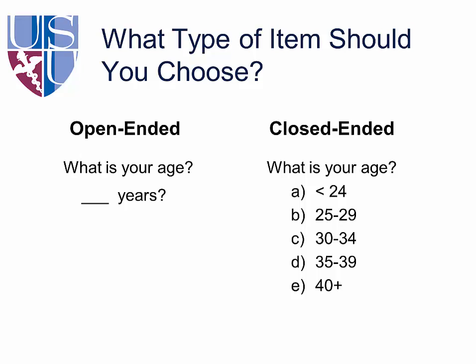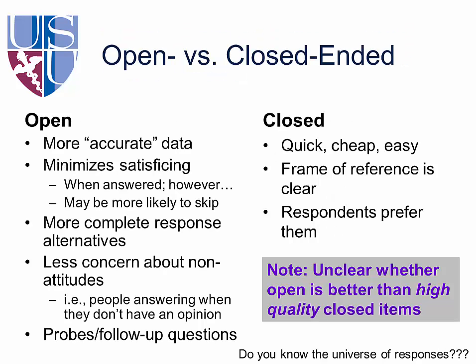The benefit is people are more likely to tell you their age by checking a box. And sometimes age and how much money you make and ethnicity, those are considered sensitive items, so people might not want to share. So the benefit of the closed-ended is people are much more likely to answer them. The benefit of the open-ended is that you're going to get a continuous variable.